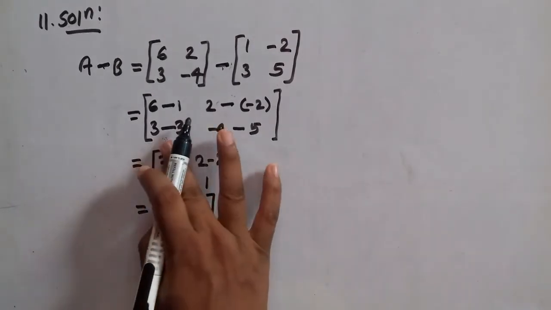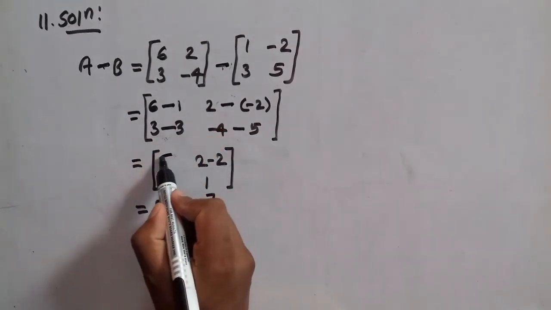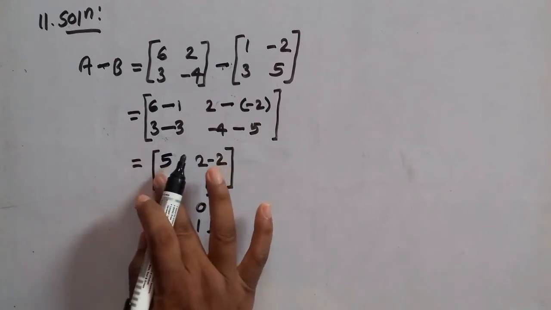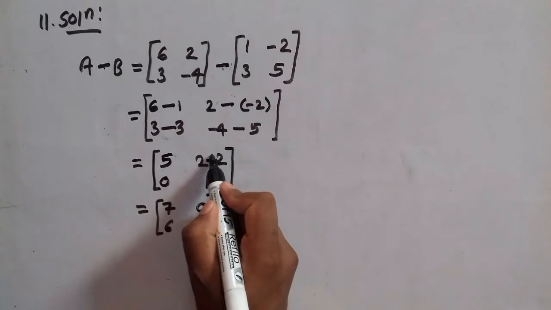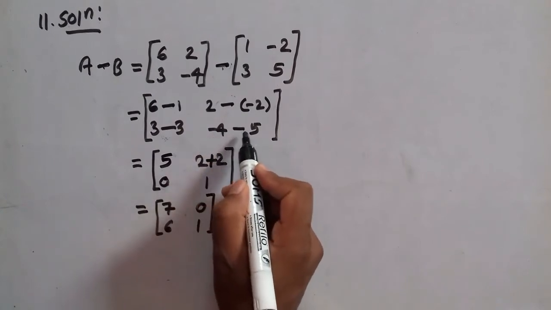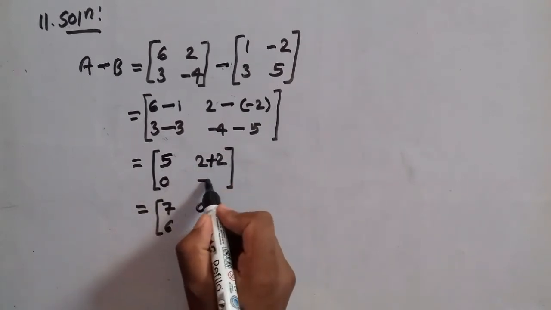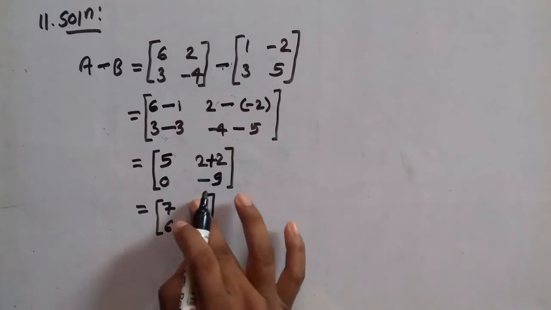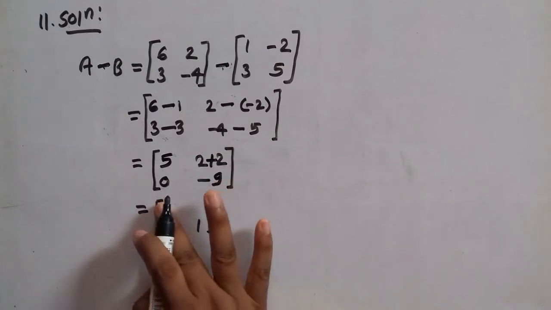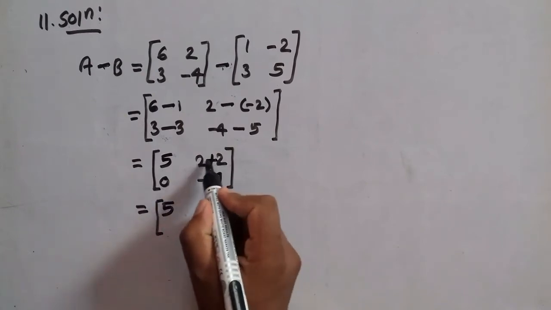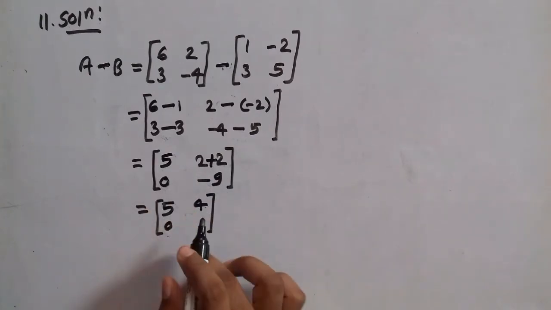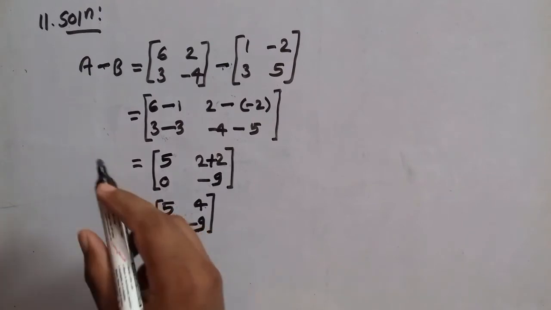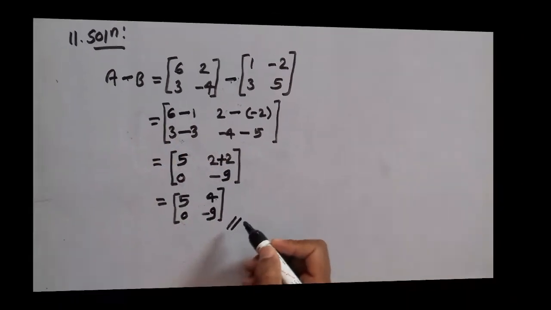Then this will be 6 minus 1 is 5, 3 minus 3 is 0, then this minus minus will be plus here, and this minus 4 minus 5 is minus 9, and here will be 5, 2 plus 2 is 4, and this 0 and this minus 9. So A minus B is this much.